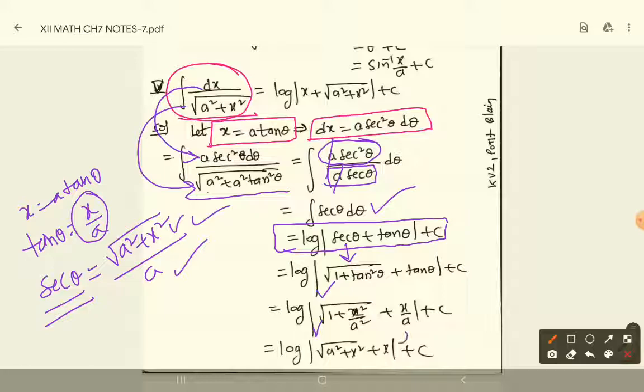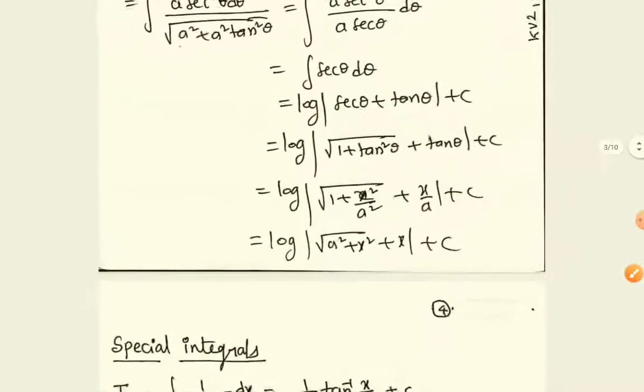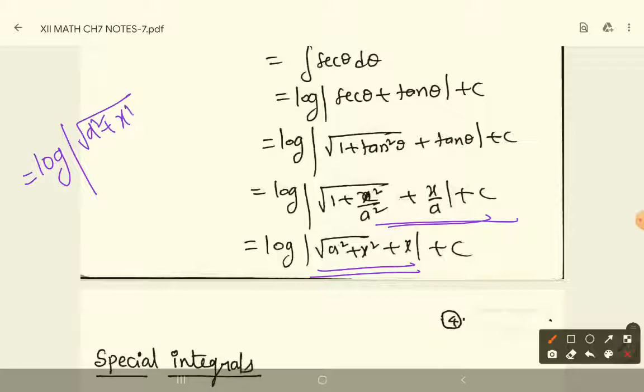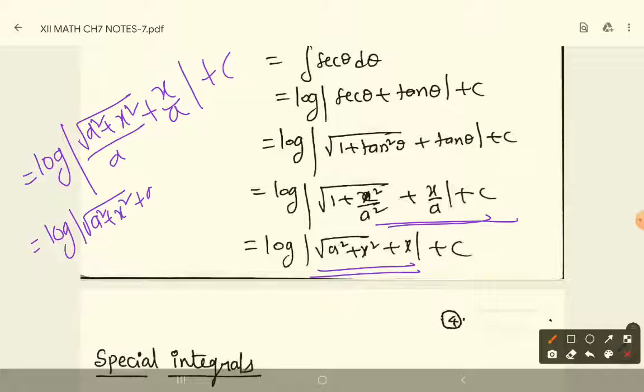You will get it this way also, no problem anyway. Now here, a very important thing: what happened to this denominator? A needs to be known to you, because here no a is there. Then what I did here, you look at this calculation. Log modulus, I can write it as root over a square plus x square by a plus x by a, no? Plus c. Then I did this one as log modulus root over a square plus x square plus a minus log a plus c.